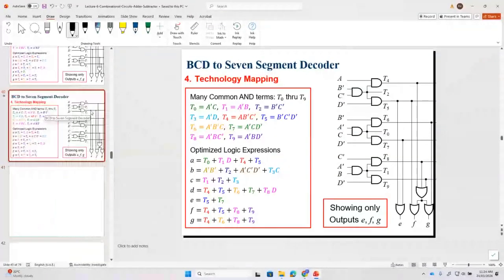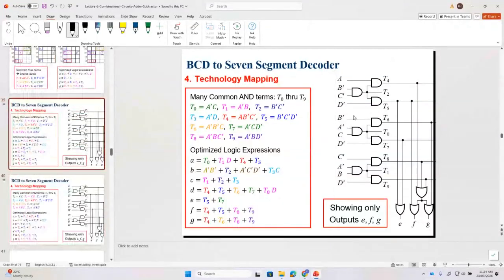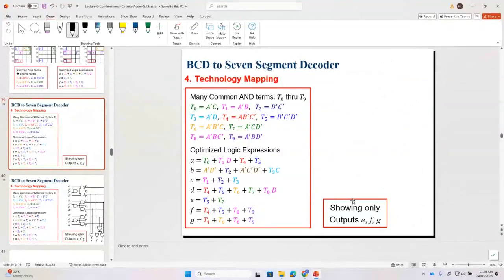Okay, and then we draw the logical diagram. So now I'm going to draw the logical diagram here. I'm going to delete everything now.